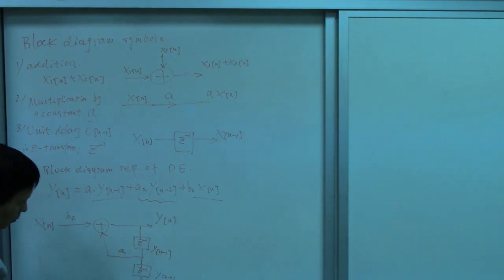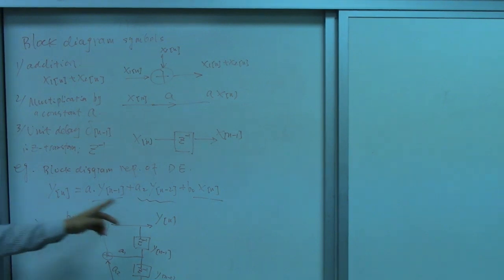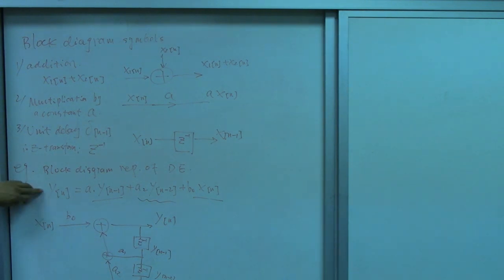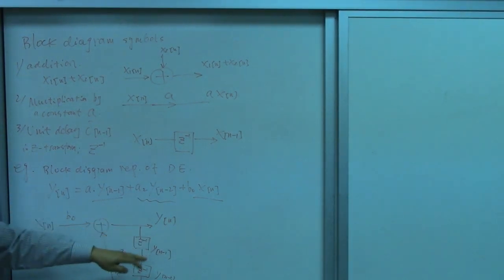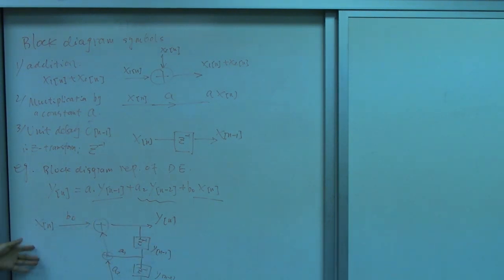Then we go here, and we need to add this to here again. So this one goes up, and this one is a2. This is the block diagram implementation of this difference equation. If we are given this, we should be able to draw this. If we are given this block diagram, we should be able to write out the difference equation.